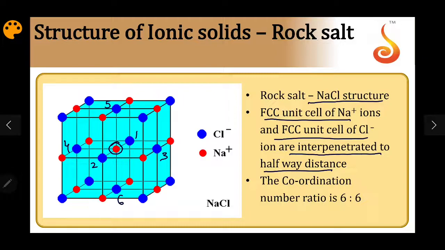So each chloride is also surrounded by 3 more. If I take the corner chloride here, this is 1, this is 2, this is 3. So 3 in this unit cell. I can write one more here, one more here, one more here. So this is 4, 5, 6. So each of the chloride also will have 6. That's why the coordination number ratio will be 6:6.